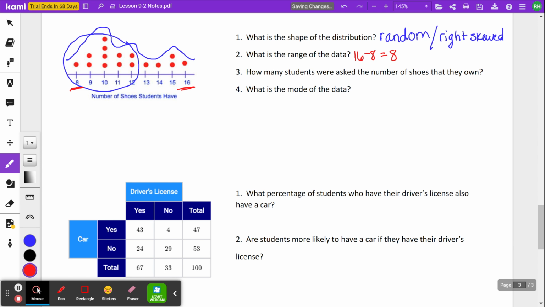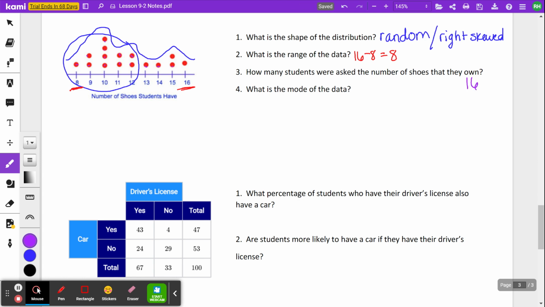How many students were asked the number of shoes that they own? Well, that's talking about being able to count the dots. So 1, 2, 3, 4, 5, 6, 7, 8, 9, 10, 11, 12, 13, 14, 15, 16. So we're talking about 16. Oops, that goes in another one. Sorry. I'm having trouble with my eraser. There we go. 16.